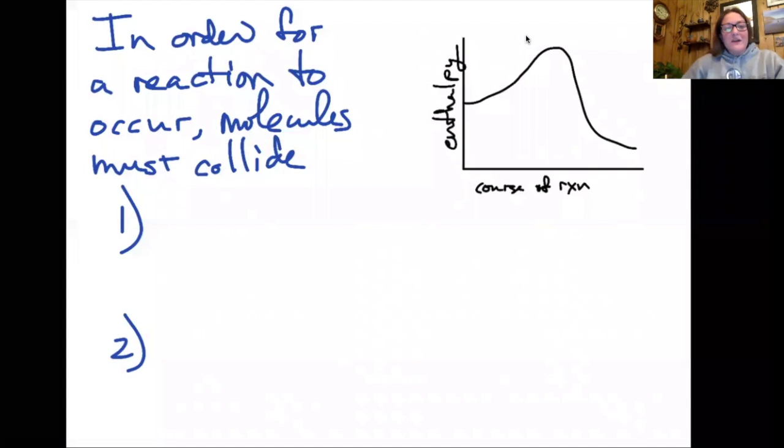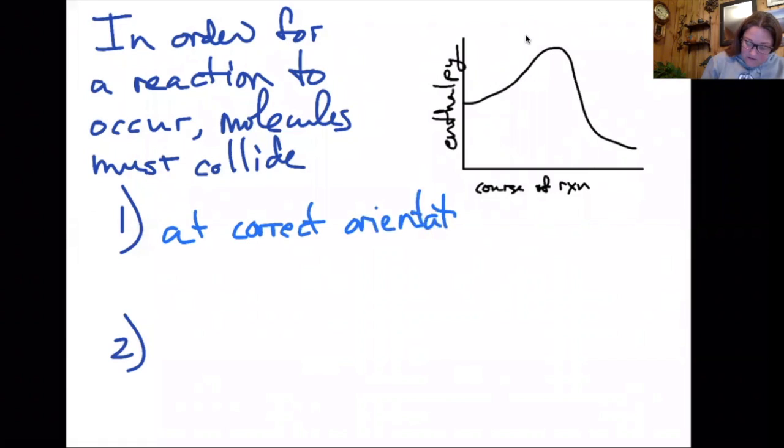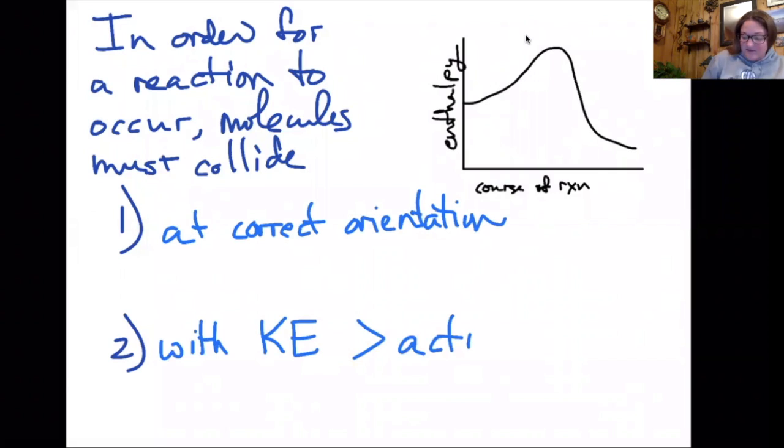In order for a reaction to occur, a molecule must collide with another molecule at the correct orientation. Like we showed in that simulation, the correct part of each molecule has to hit one another, and they must collide with kinetic energy that's greater than the activation energy of the reaction.